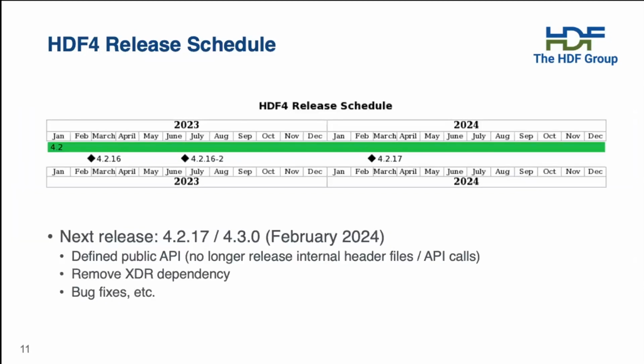So then there'll be another release in the spring. That'll be 4.2.17, maybe it might be 4.3. I do want to have a defined public API for that. And I do want to remove the XDR dependency, because those are things that have driven me bananas as I've been trying to make changes to it.